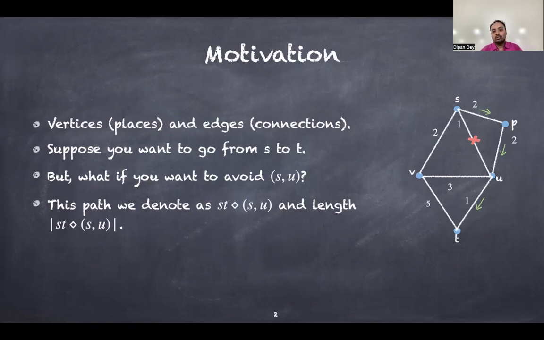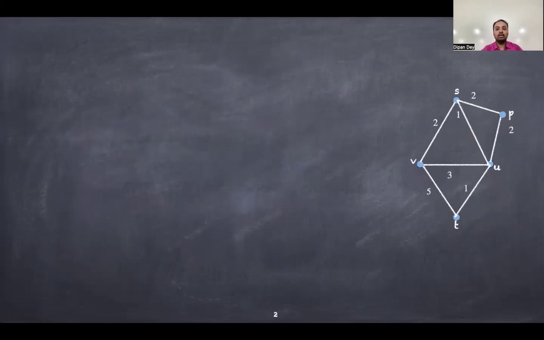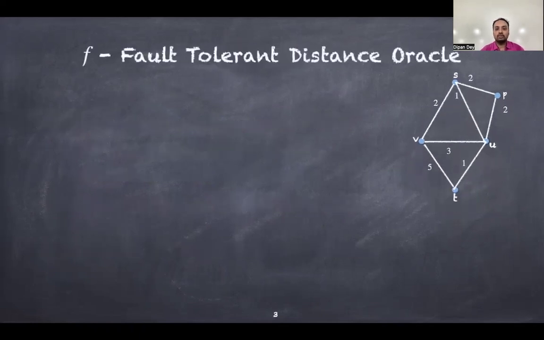These faults will keep changing. At a certain point of time, you may want to avoid certain edges, and after each fault, you may need to recalculate the shortest distances. To avoid this kind of scenario, what we study is the F fault tolerant distance oracle.